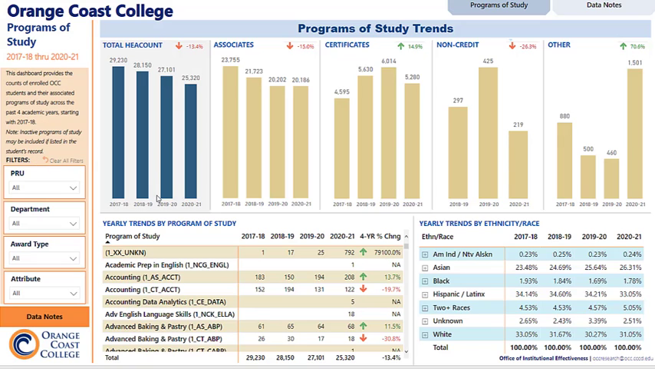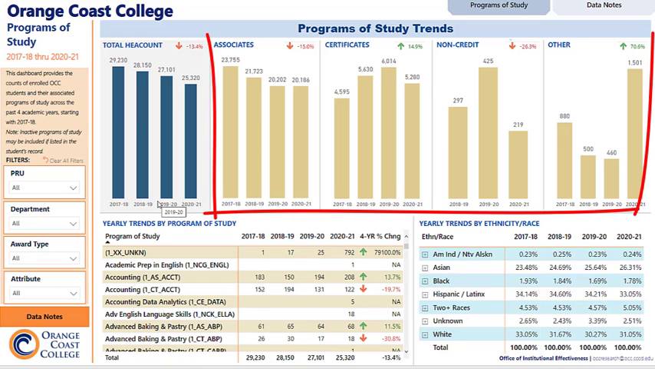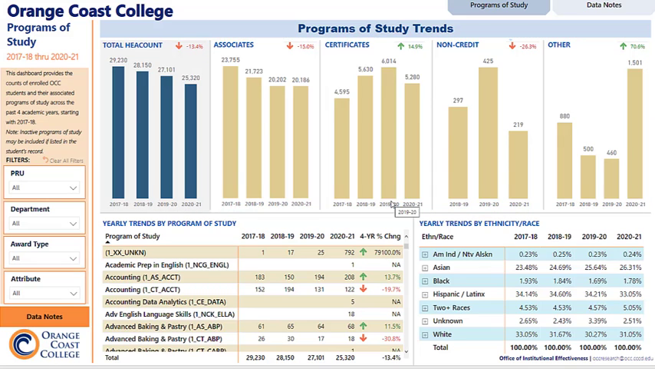As we look closer at the dashboard, we can see that there is a total head count looking at the associate's, certificate, non-credit, and other, but then it's also broken out by the latter, as I just mentioned. We have the 4-year track record indicating the kind of trends that we could put together as we're looking at our data and slicing it from the filters that I've mentioned before.